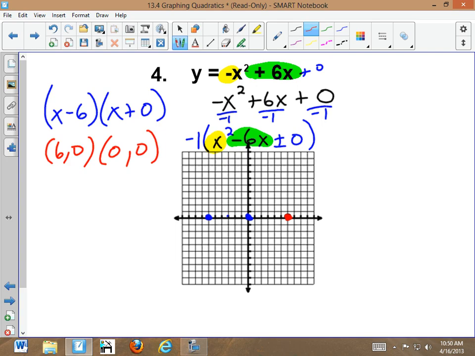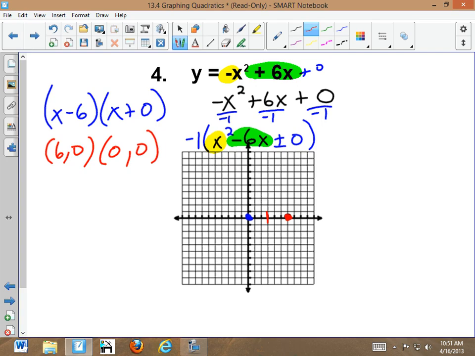So that means I'm at 6, 0 and 0, 0, not negative 6, 0. Which changed my entire parabola. Now, what's in between my two legs? 1, 2, 3, right there is in the middle of my legs. 3 is in the middle of my legs. Okay? So that's where my vertex is going to be.